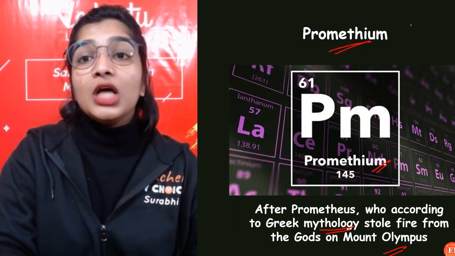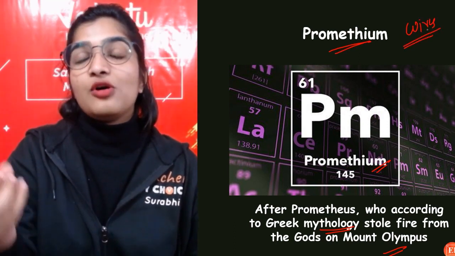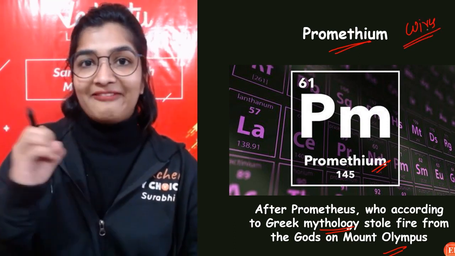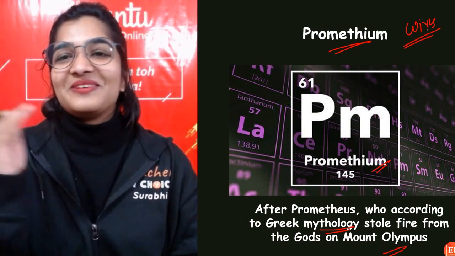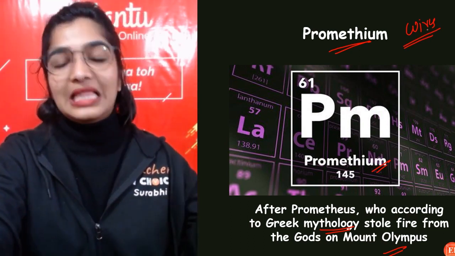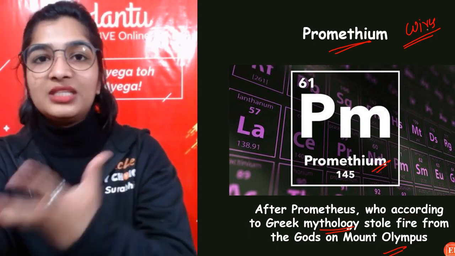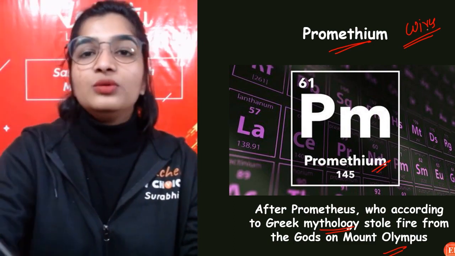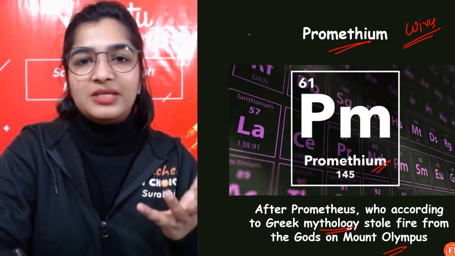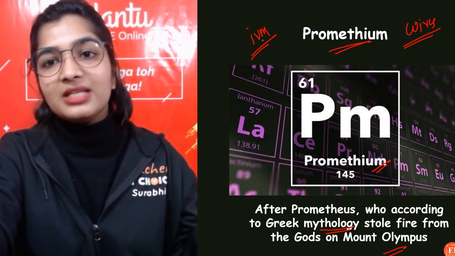The wife of one of the discoverers of this element decided to call it promethium. It was called Prometheus first, but as I told you, in the periodic table most of the elements have names ending with "ium", right? To be in accordance with other elements, it is called promethium.